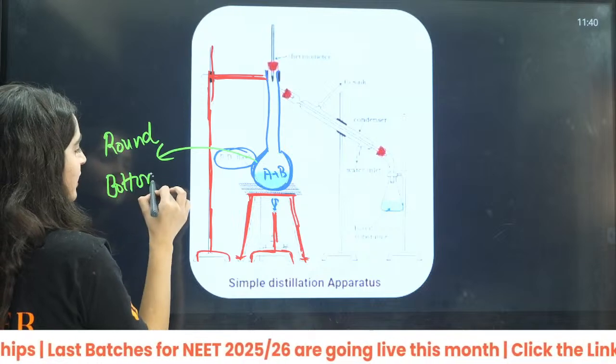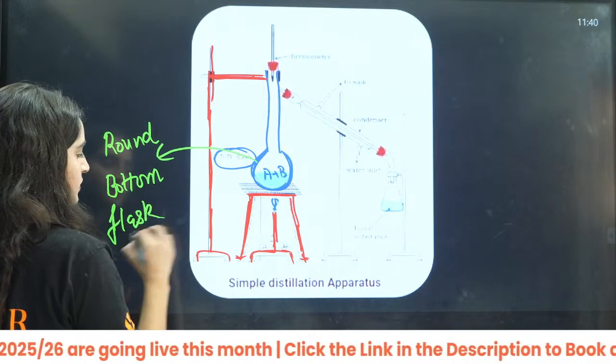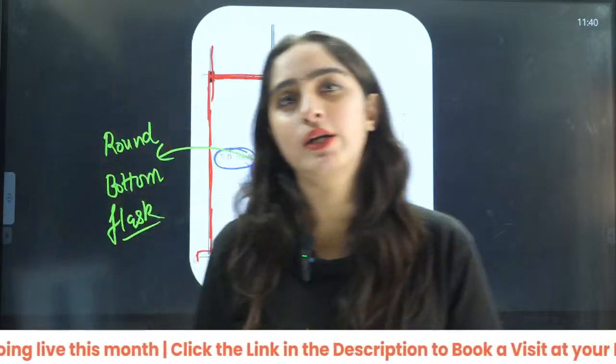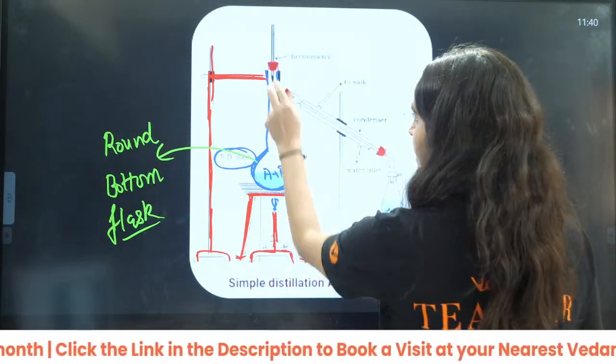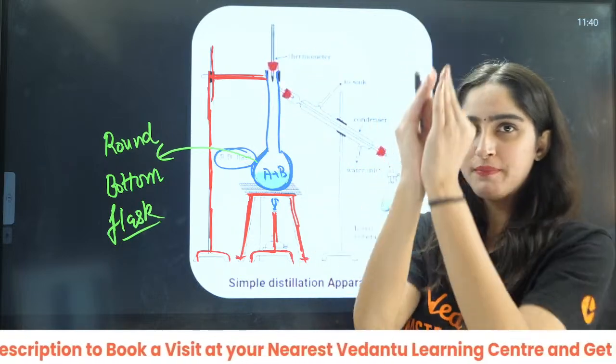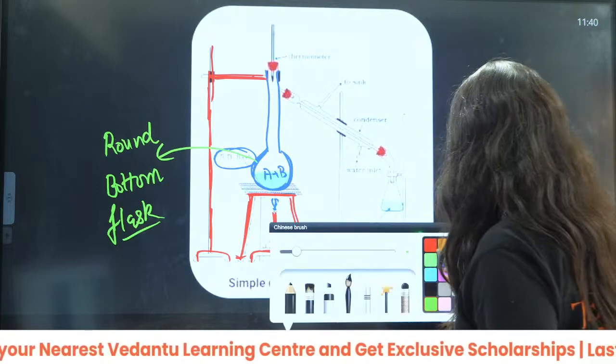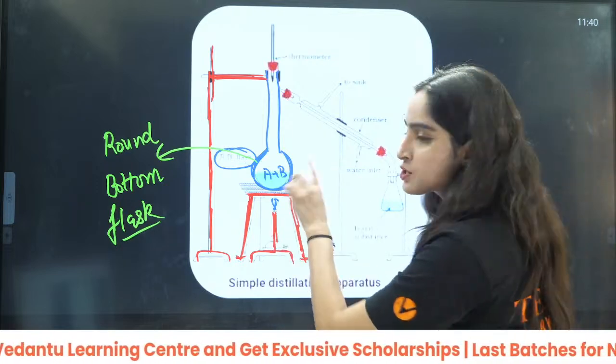Firstly, you need to understand the apparatus, right? Round bottom flask. In the round bottom flask, this is a very, very thin pipe, cylindrical pipe type of thing, right? So now, beta, what you will do, you have A plus B in there.